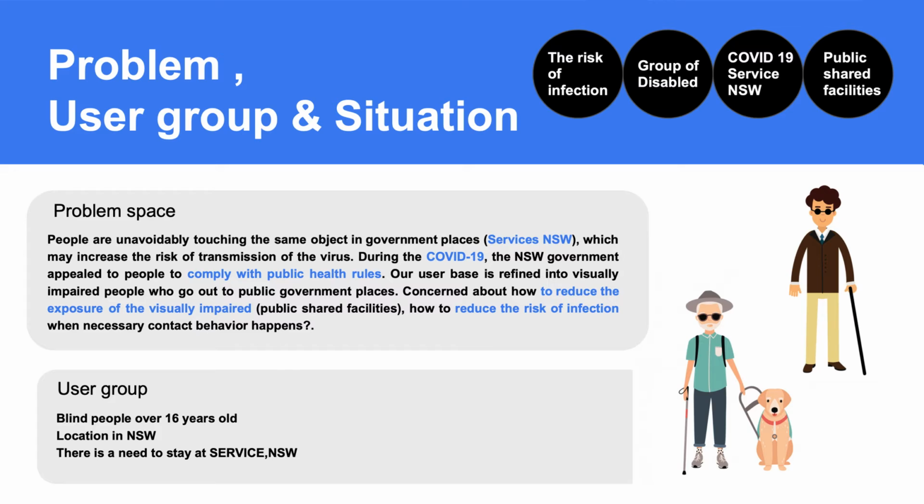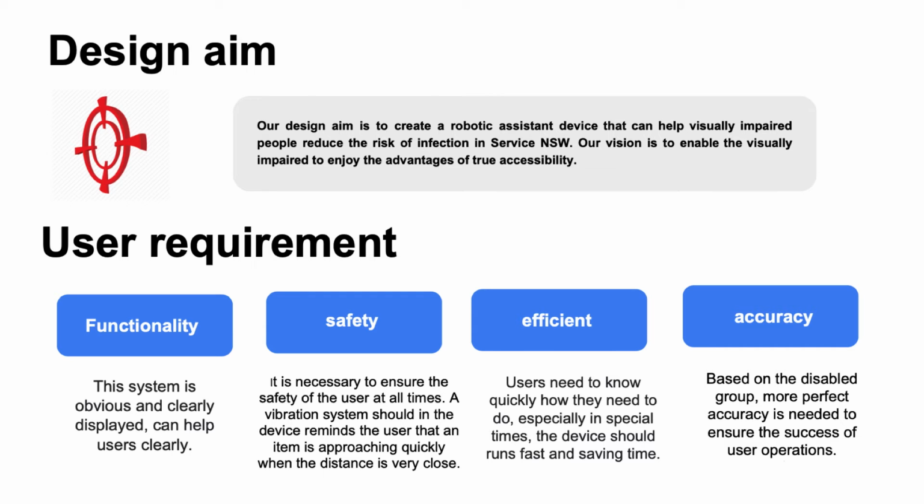Our chosen user group is blind people over 16 years old who need to visit Service New South Wales. Our design aim is to create a robotic assistant device that can help blind people reduce the risk of infection at Service New South Wales. Our vision is to enable blind people to enjoy the advantage of true accessibility.